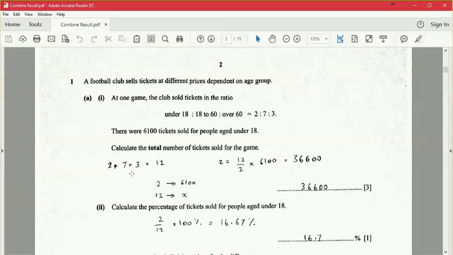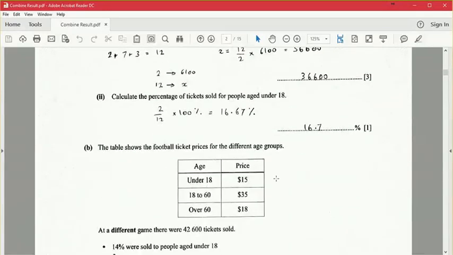So the total of the ratios is 2 plus 7 plus 3 equals 12. And if 2 gives us 6,100, then how much will 12 give us? So x equals 12 over 2 times 6,100, and that gives us 36,600.